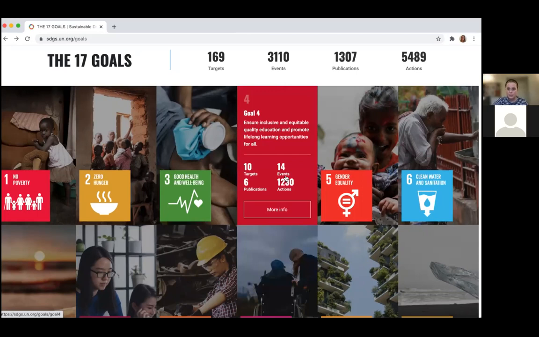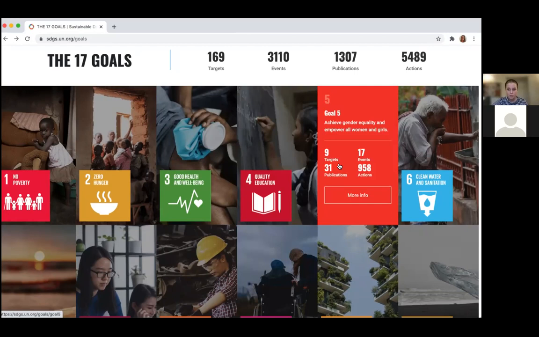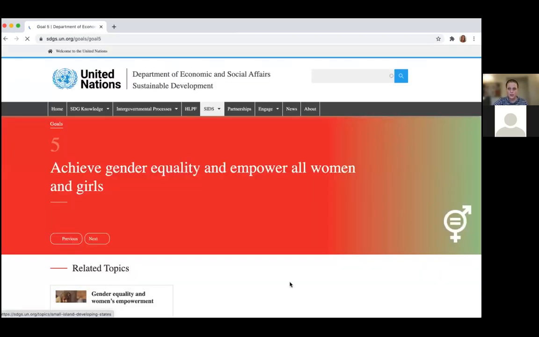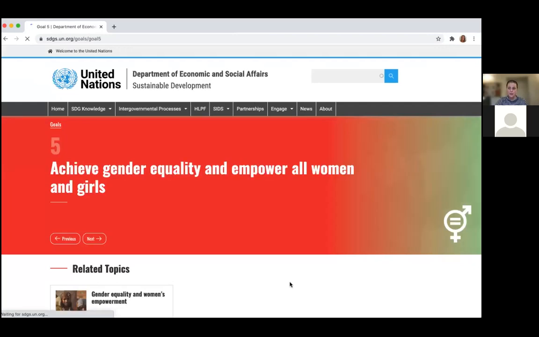Number 4 is about education. So ensure inclusive and equitable quality education. Number 5 is one of the most important, it is about gender. You will have 2 sessions about gender, so I don't want to spoil that, but this is one of the most important SDGs out there. It's very comprehensive and is very present in lots of the sustainability frameworks of companies out there.